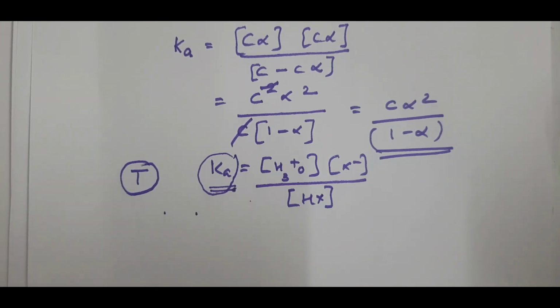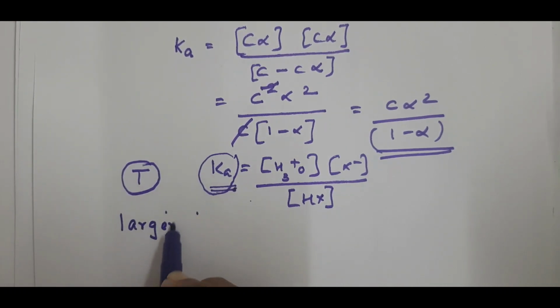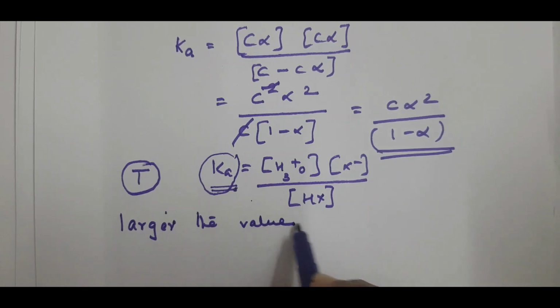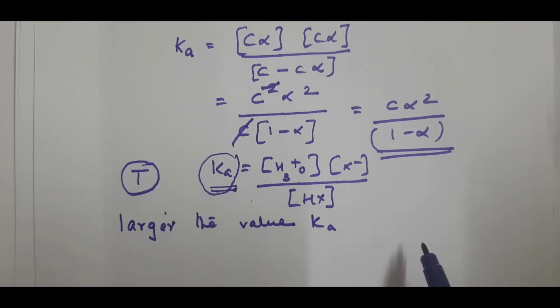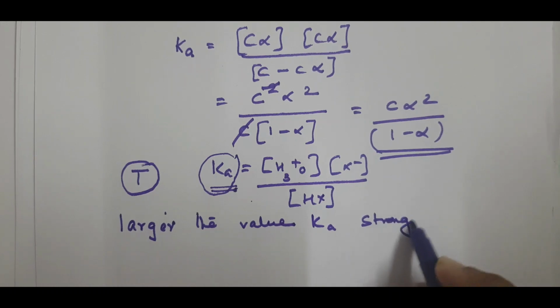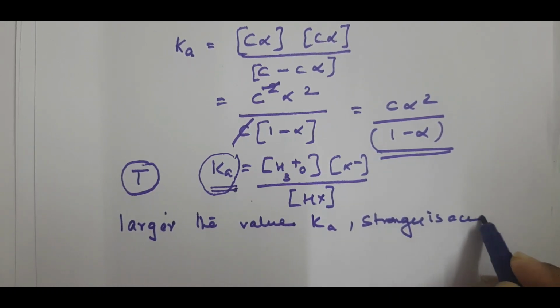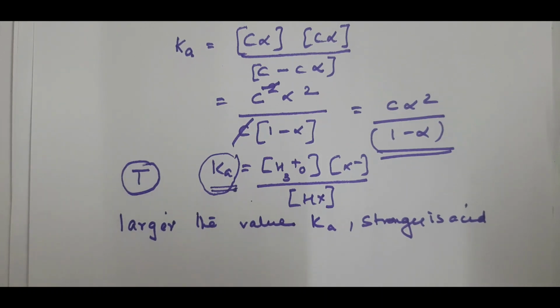You got it? Depending on the value of this Ka, you can say whether the given acid is strong or weak. A generalization we can say: larger the value of Ka, stronger is the acid. So if the value of Ka is larger, you can say the acid is stronger. You know the stronger acids like HCl, HNO3, the Ka will be larger.